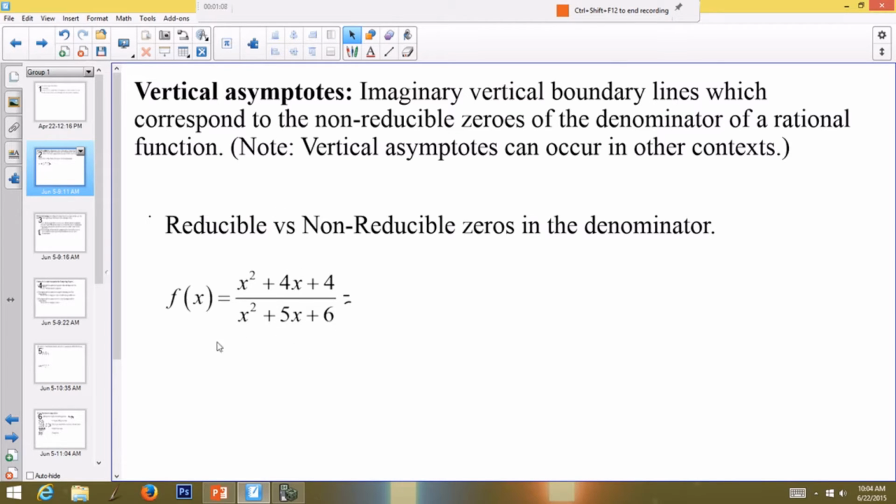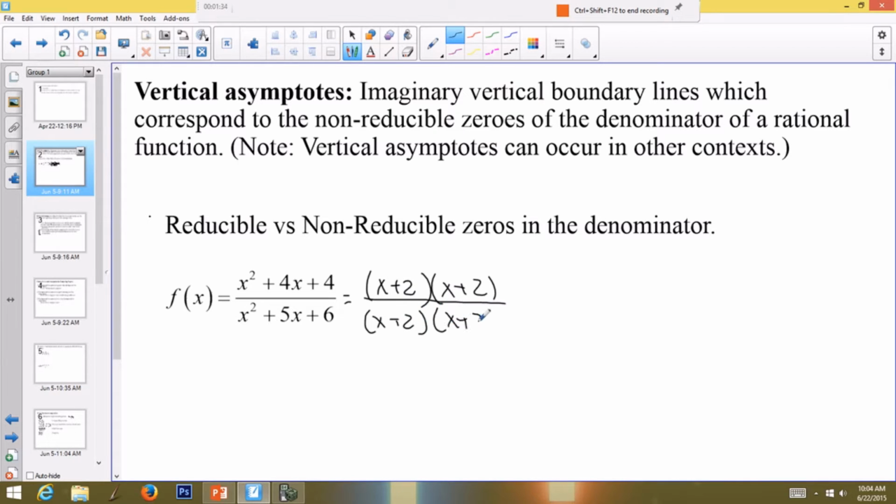Well, let's look at this particular function right here, and it's f of x equals x squared plus 4x plus 4 over x squared plus 5x plus 6. Now, both of these are quadratics and both of these are factorable, and if I factor them, on the top it would come out to x plus 2 and x plus 2. On the bottom, I would get x plus 2, and I would also get x plus 3, and that would give me the x squared plus 5x plus 6.